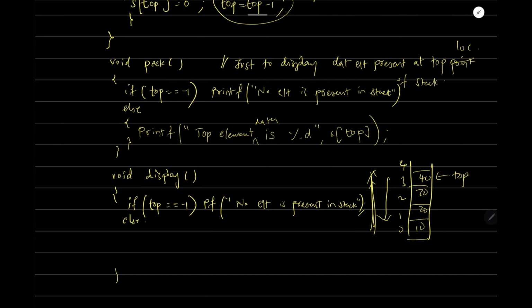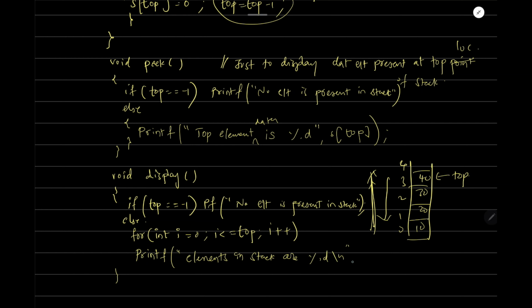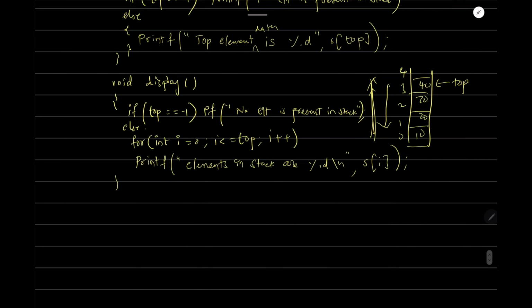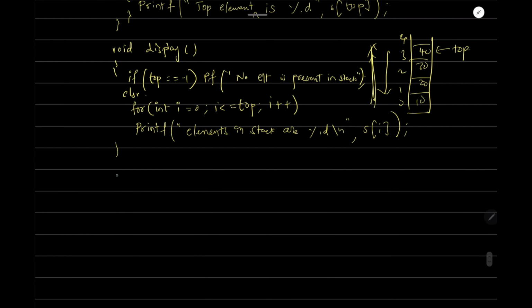In any other situation, we should be printing. So let me take a temporary variable, int i = 0; i <= top; i++. So what do I need to print? The elements in stack are %d\n, s[i]. So in each line, one after another, all the elements will be printed. So this is about the void function.